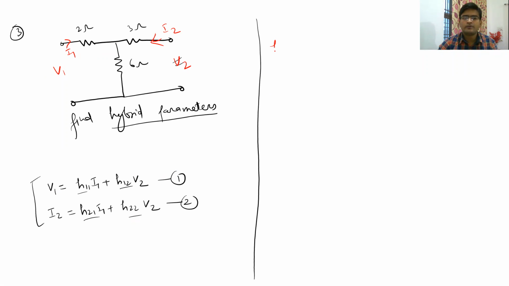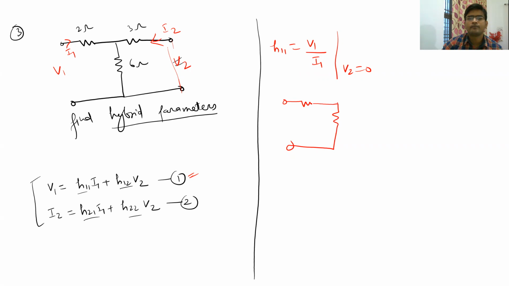Can you tell me what will be the value of H11? It should be V1 upon I1 when V2 is equal to 0 from this equation. So you have to make a circuit where you short circuit this and then calculate the value. So let us do it. Our circuit will become like this. This is our V1, this is I1, this is 2 ohm, this is 3 ohm, and this is 6 ohm. We have to calculate the ratio of V1 upon I1.